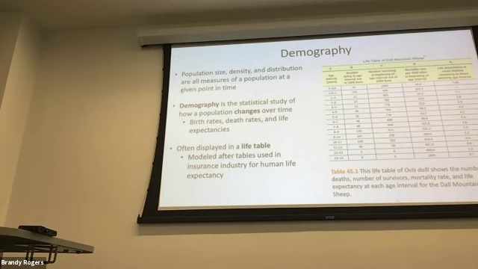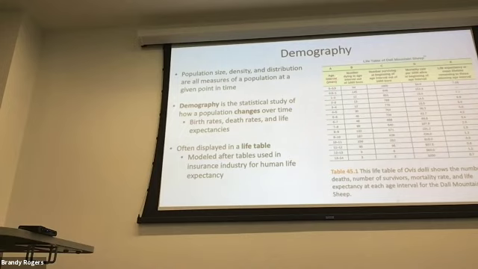And if you look at what you're seeing here, this one is for a Dall Mountain sheep. Nobody's doing life insurance for Dall Mountain sheep, so this is clearly an ecological application. But it's definitely built around the same concepts that you would look at with human beings. Things like birth rate, death rate, life expectancy. So this first column here is just age interval.